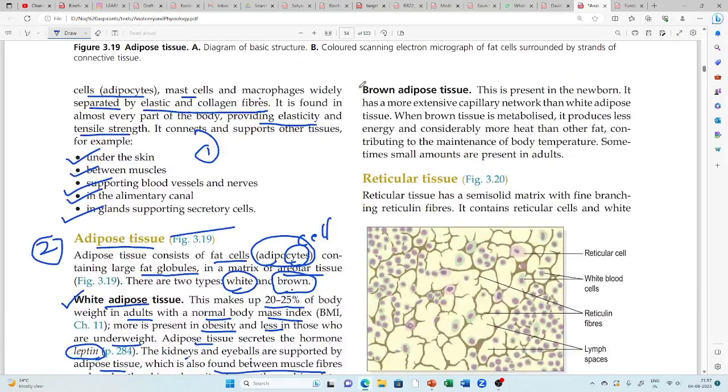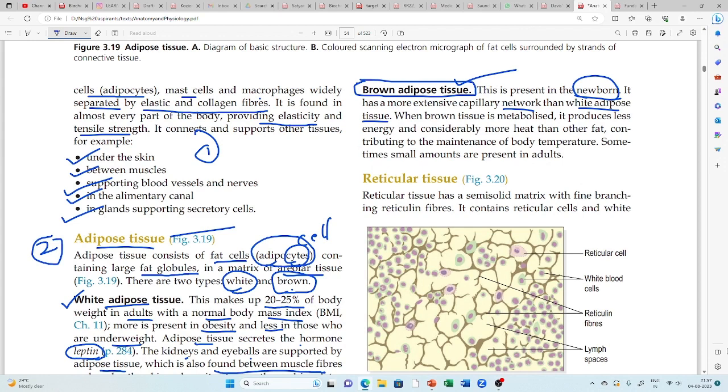The second type is brown adipose tissue. Brown adipose tissue is present in the newborn. When a baby is born, in these newborn babies we can see more brown adipose tissue. It has a more extensive capillary network than white adipose tissue. White adipose tissue has a smaller capillary network. Brown adipose tissue has an extensive, more capillary network, and it is found in newborns.